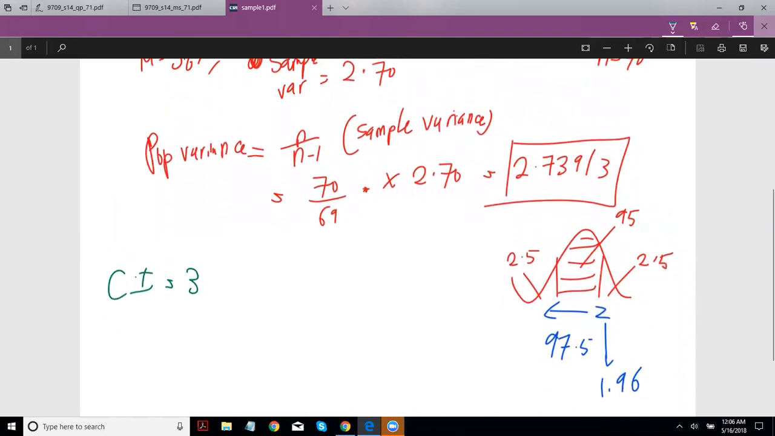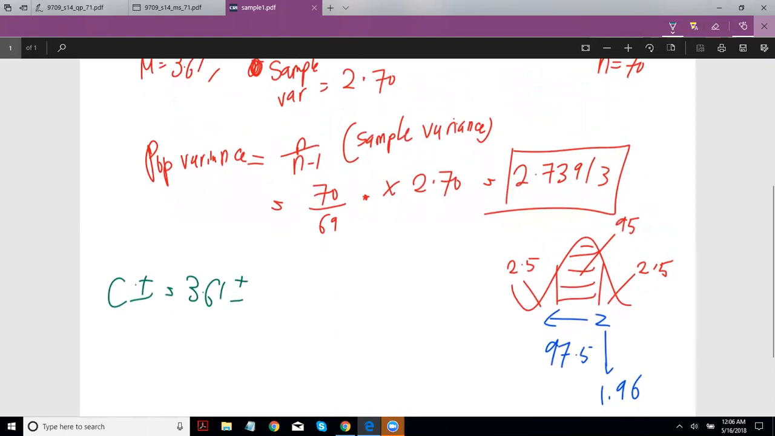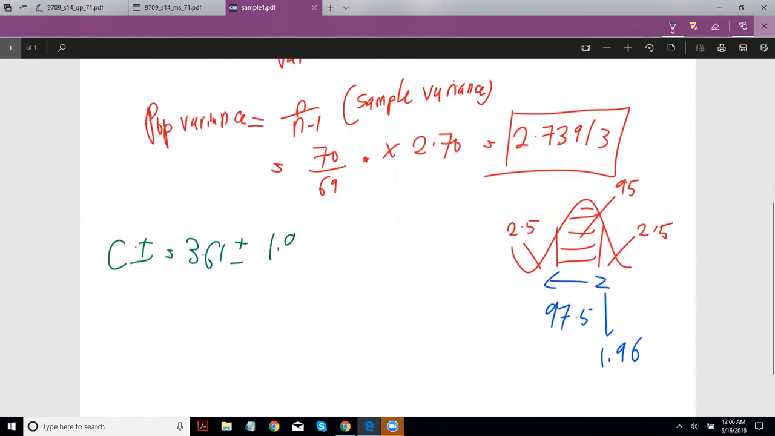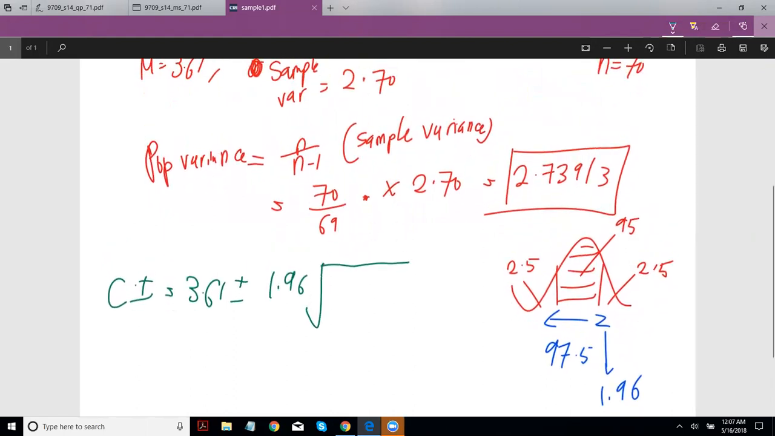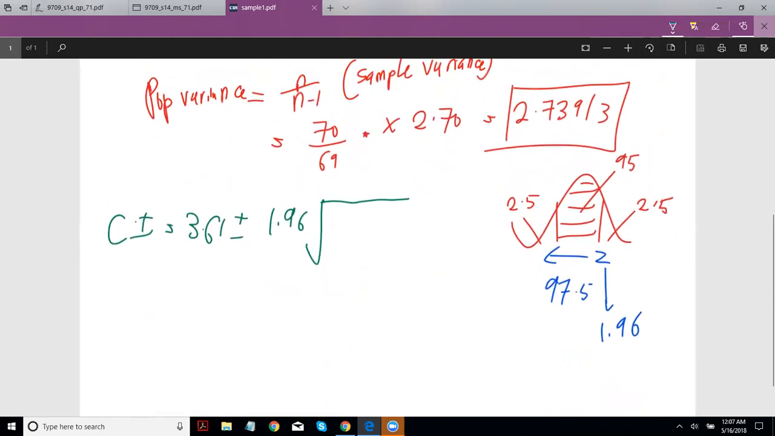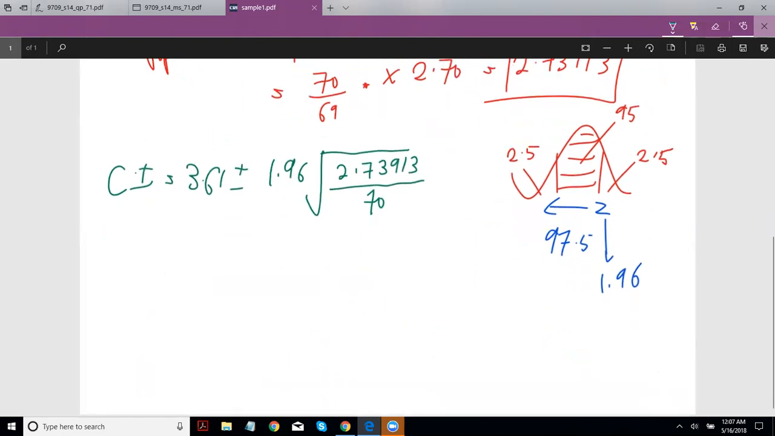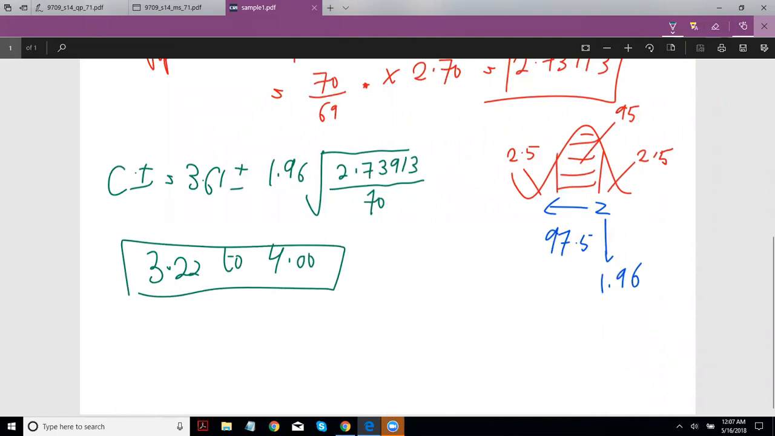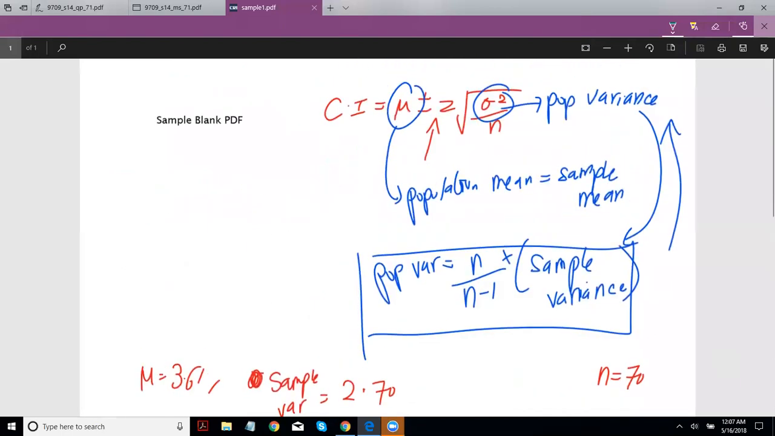Now we just put all of this into our nice little equation. You have population mean plus minus the z value, 1.96, times root of, instead of sigma square, which as we used to write it means population variance, our nicely calculated population variance upon n, which is 70. You can then just pop that into your calculator and you should get your confidence interval. That gives you 3.22 to 4.00. Obviously, you're saying this to this because it's an interval, right? So that was it for this question.